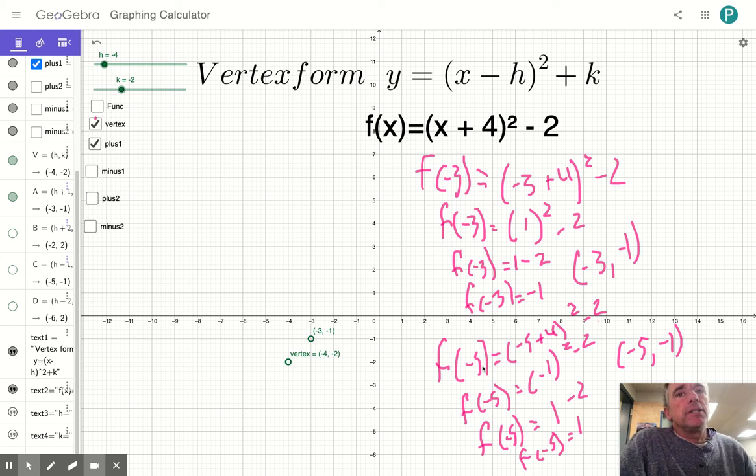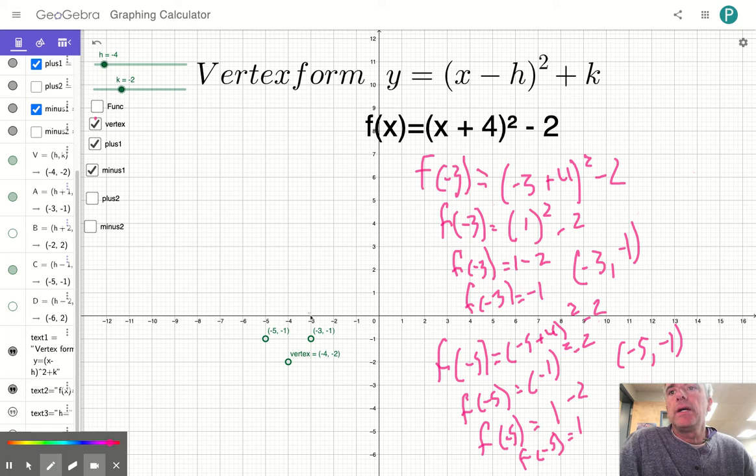Then I plugged in -5 just to show how it works. -5 plus 4 is -1. -1 squared is +1. Minus 2 is -1. And I get the point -5, -1. So that's the -1 points that are mirrored across each other. And then I can go ahead and do, so then a +2 value would be -2 here, right? And I'm going to go ahead and do all that work.